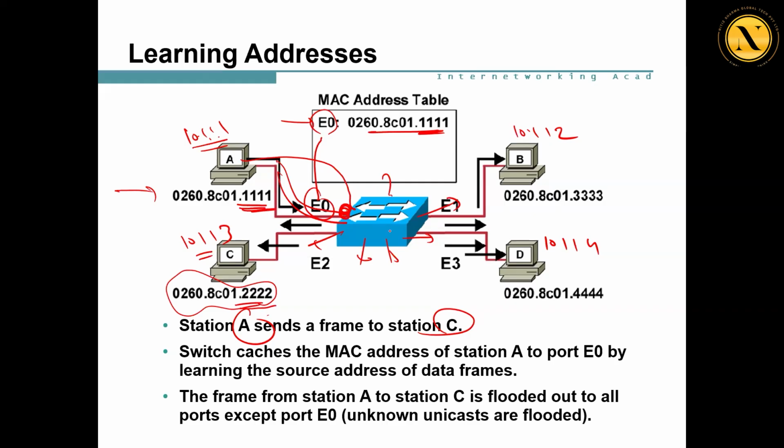So when it is forwarded to this guy, communication is over. But the switch still doesn't know where B 222 exists, right? This one. The switch caches the MAC address of A to port E0 by learning the source MAC address of the incoming frame, right? Frame A to C is flooded out all other ports except the incoming port, because the fundamental is unknown unicasts are flooded. Simple.